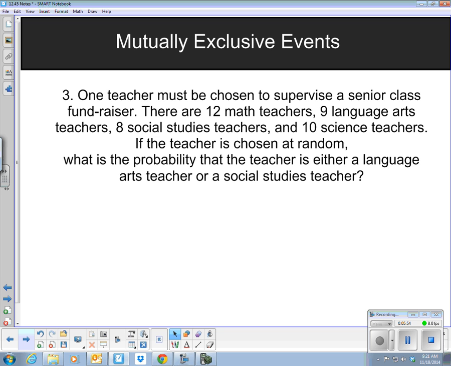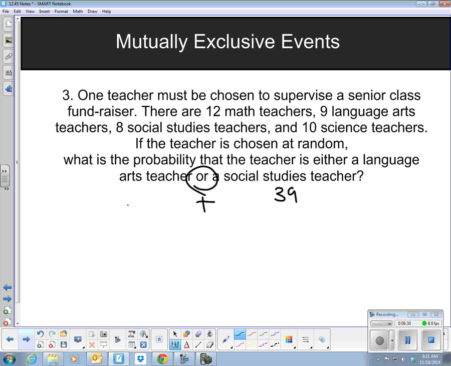So, mutually exclusive. 1 teacher must be chosen to supervise the senior class fundraiser. 12 math teachers, 9 language arts teachers, 8 social studies teachers, 10 science teachers. A teacher is chosen at random. What's the probability that the teacher is either a language arts teacher or a social studies teacher? Or means plus. You cannot be a math teacher and a language arts teacher. You cannot be a social studies teacher and a science teacher. Sometimes you can in real life, but this is the problem, so we'll just go with the problem. So 12, 8 is 20, 30. So there's 39 teachers total. So what's the probability that you are a language arts teacher or a social studies teacher?